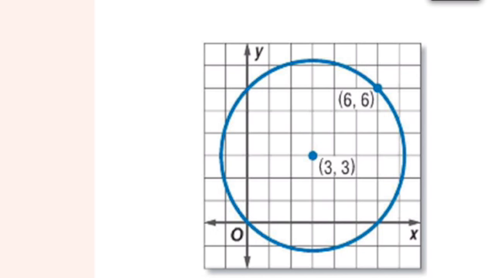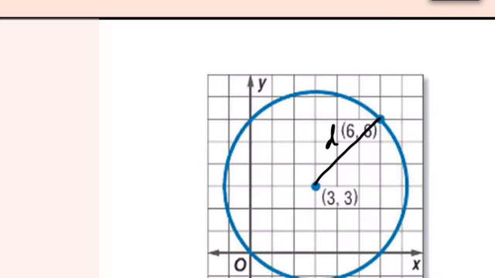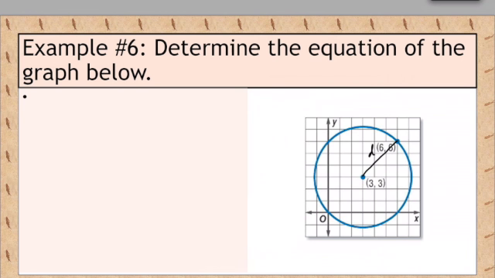So the way we're going to do this is we're going to have to use the distance formula to find the distance between those 2 points. So our points are 3, 3, and 6, 6, right? Let me erase it just in case. Yep, and 6, 6. So 3, 3, and 6, 6.